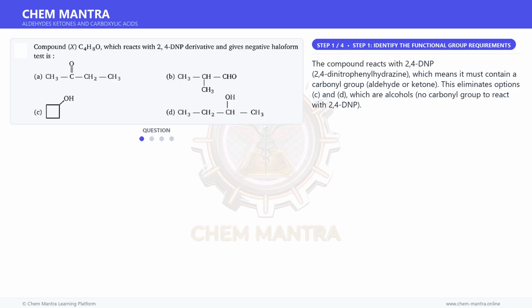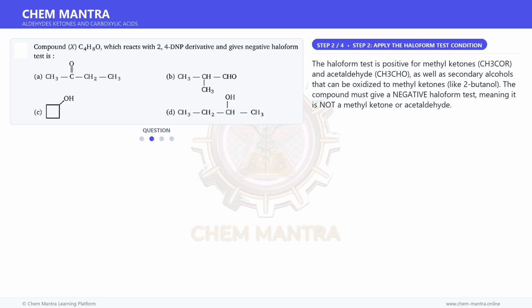The compound reacts with 2,4-DNP, 2,4-dinitrophenylhydrazine, which means it must contain a carbonyl group, aldehyde or ketone. This eliminates options C and D, which are alcohols. No carbonyl group to react with 2,4-DNP. Moving on to the next step.